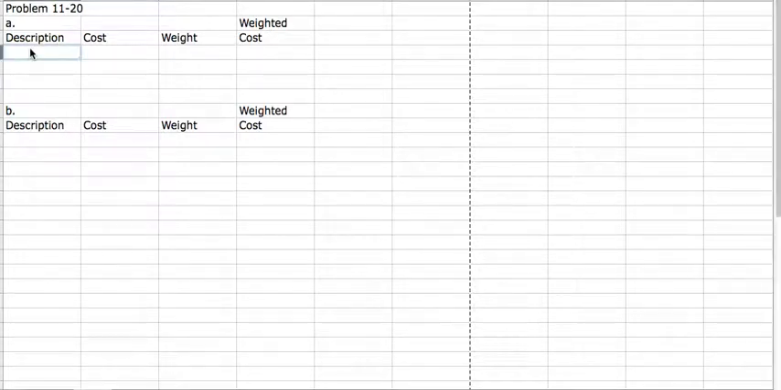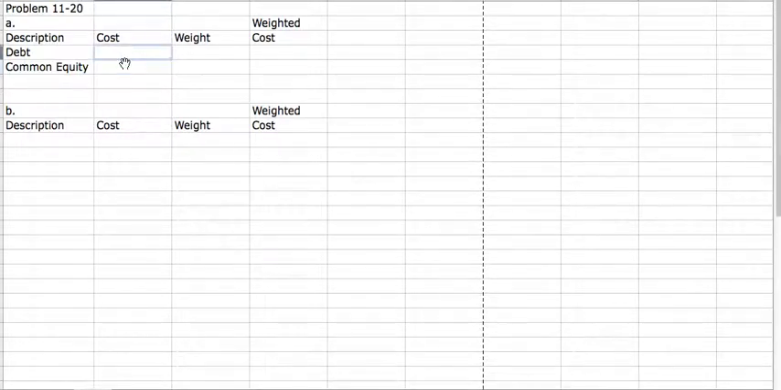Alright, so we have debt and we have common equity. And the weighting is 40% debt and 60% common equity. And according to this, the after-tax cost of debt is 6%, and the cost of common equity is 13%. What is the weighted average cost?